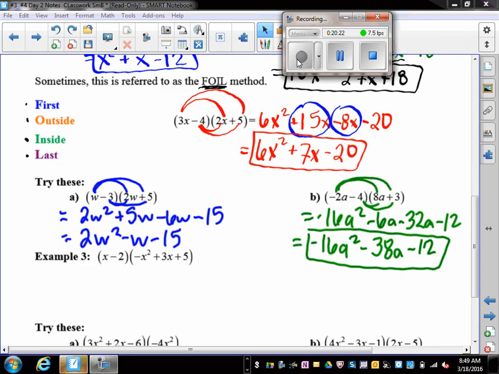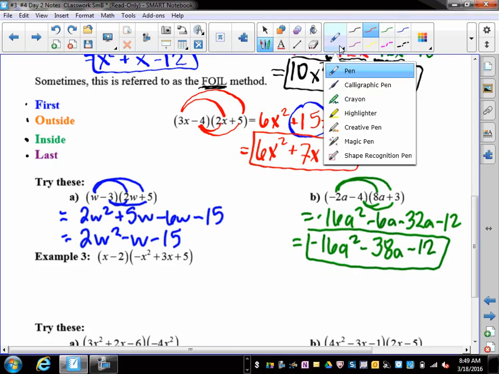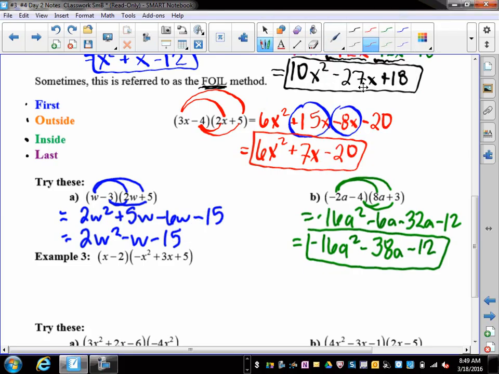Alright, so now let's do example 3. Ooh, we have a lot going on here, don't we? It's actually still the same idea. All we're doing is distributing. We just have to distribute a lot. All right, Natalie, this one's going to be your favorite, because we have to distribute and distribute so many times.